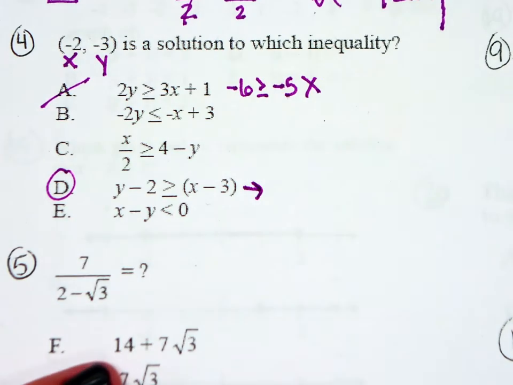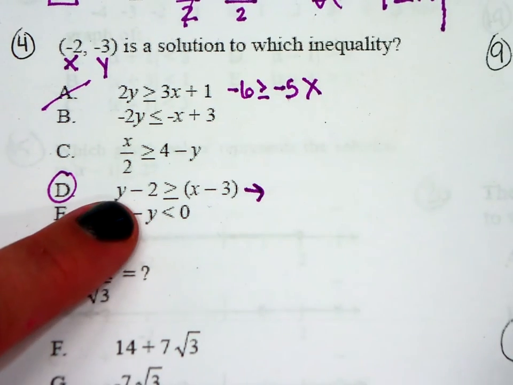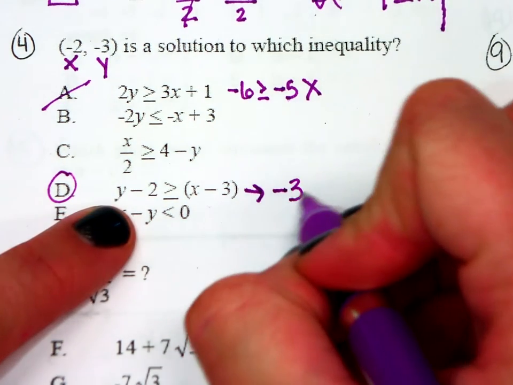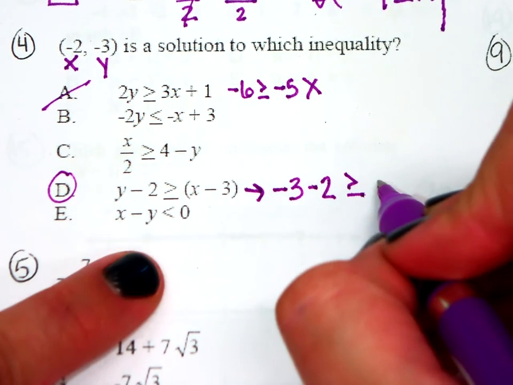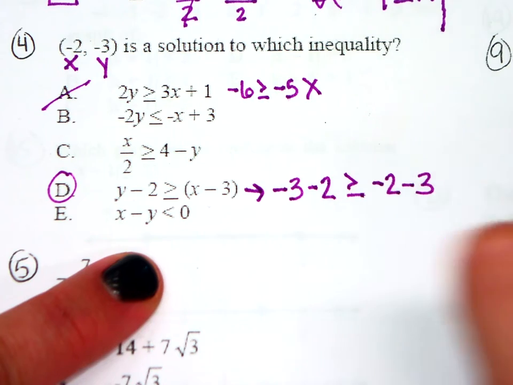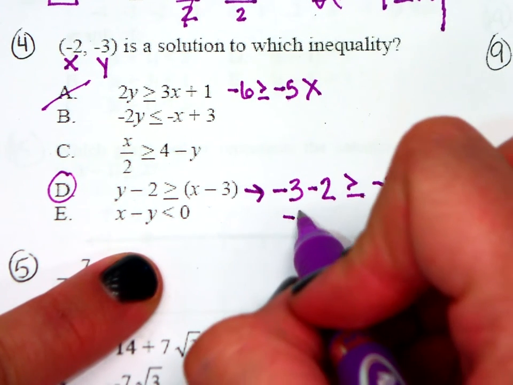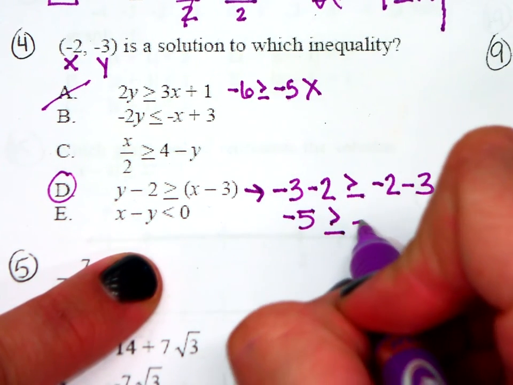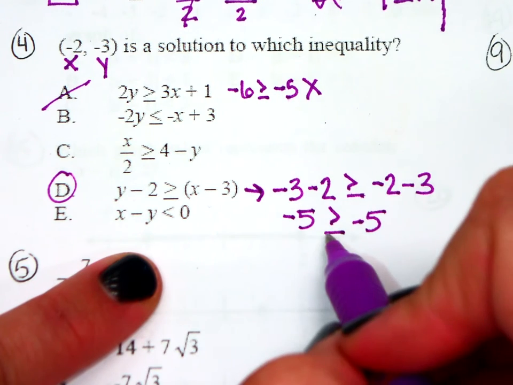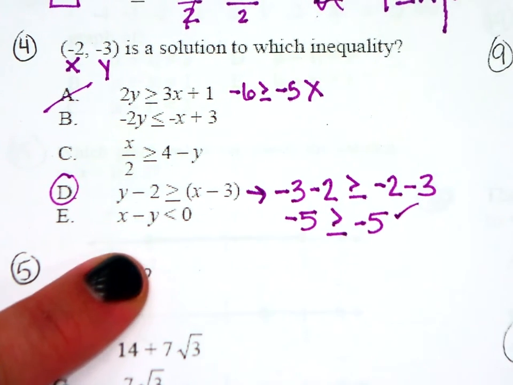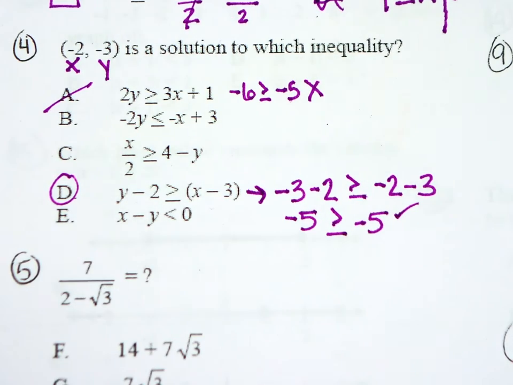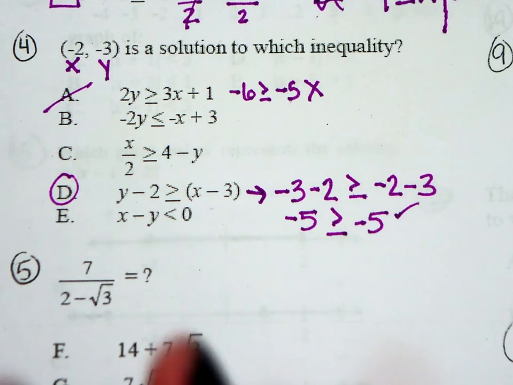So to simplify this, let's go ahead and solve it. So y is -3. So it's -3 minus 2 is greater than or equal to -2 minus 3. So to simplify, I get -5 is greater than or equal to -5, and it can be equal to each other because it's greater than or equal to. So I know that that is my true answer. All the other ones are not true because the inequality is not true.